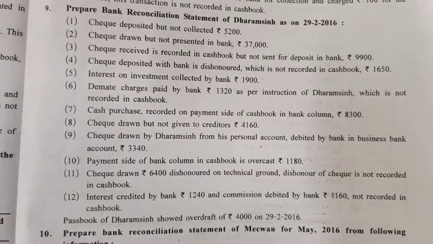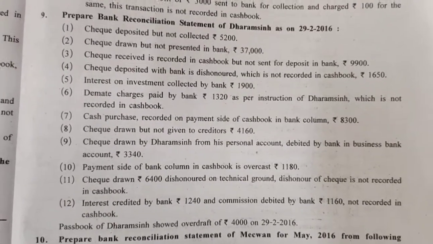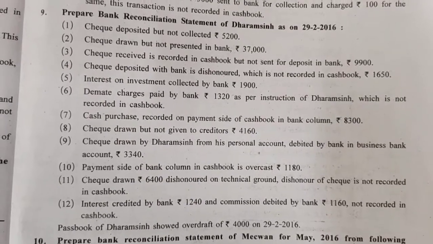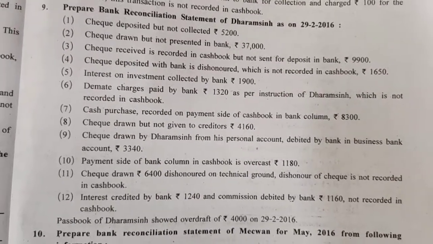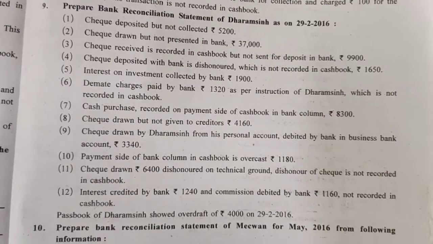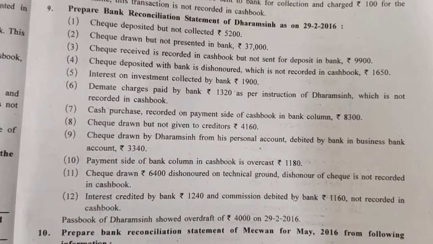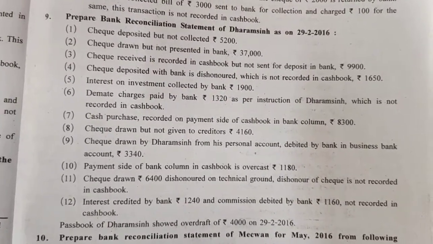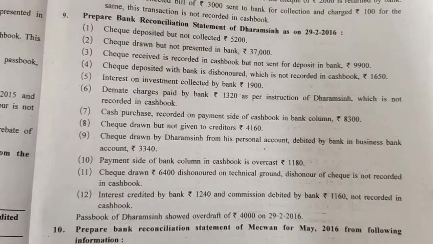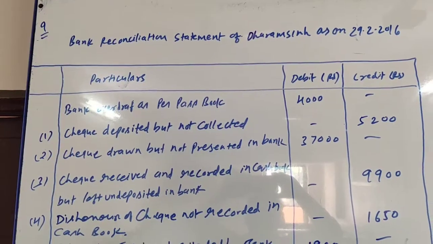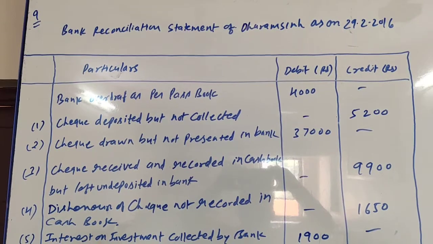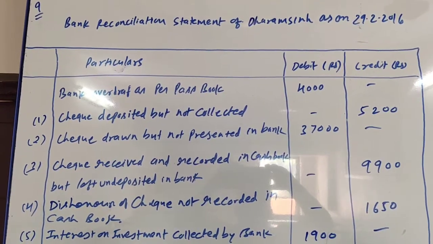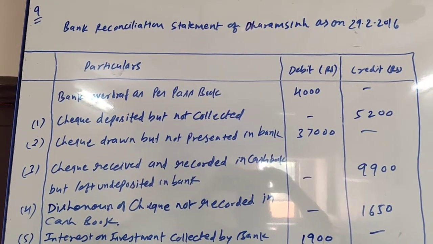Here check is deposited but not collected. That means it is not collected by bank, and as bank has not collected it, bank is not going to credit. Right now, whenever check deposited, it is debited in cash book. Now we have to give opposite effect. So we will be crediting this in our bank reconciliation statement. So here it is. Check deposited but not collected rupees 5,200 at the credit side of bank reconciliation statement. Okay.